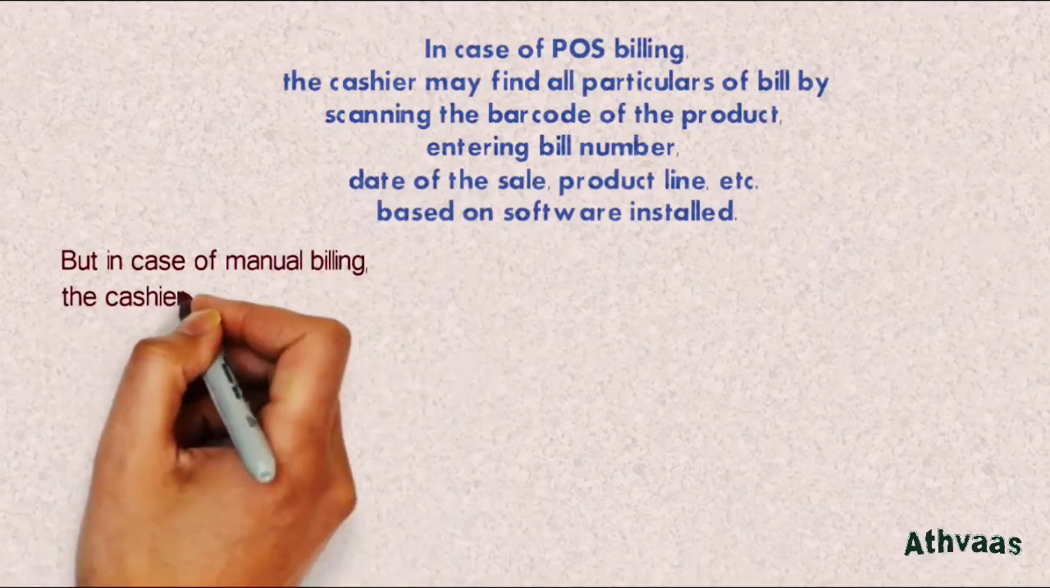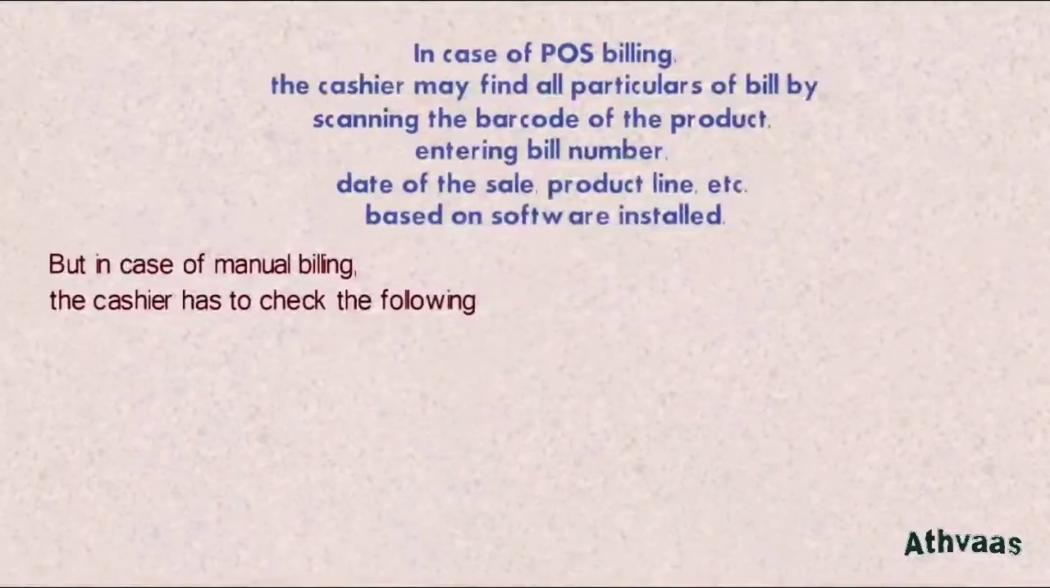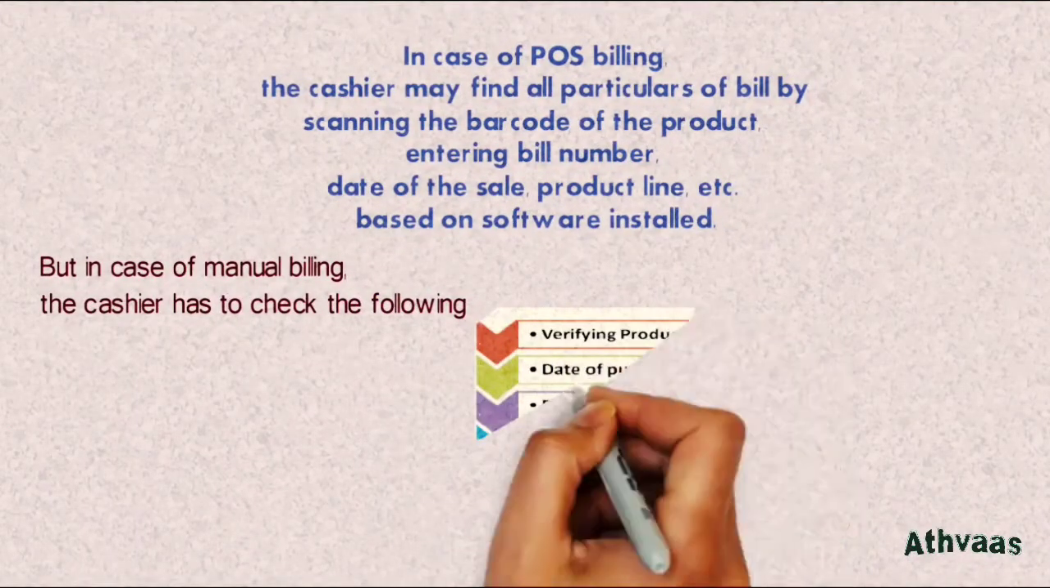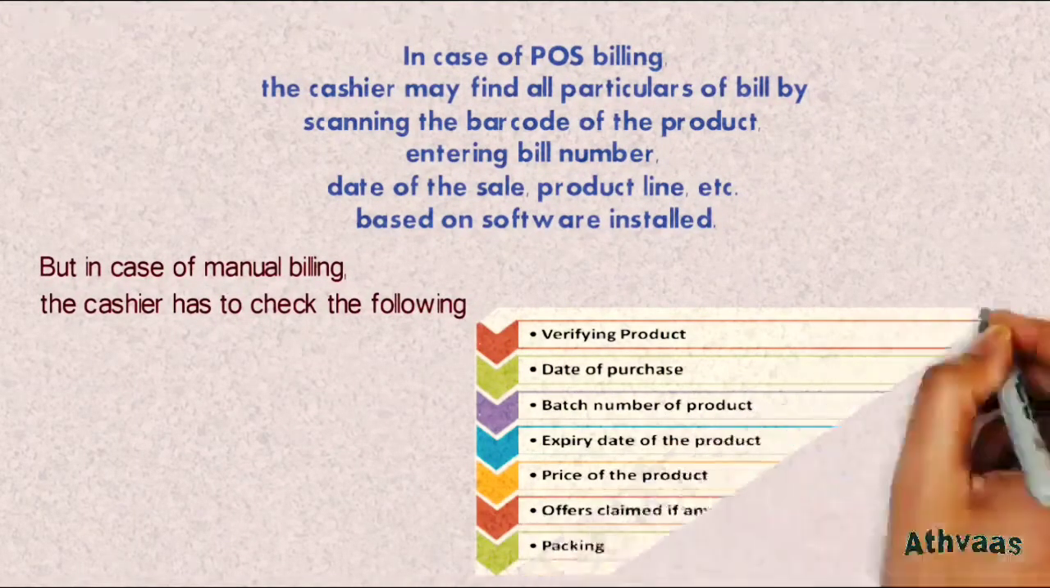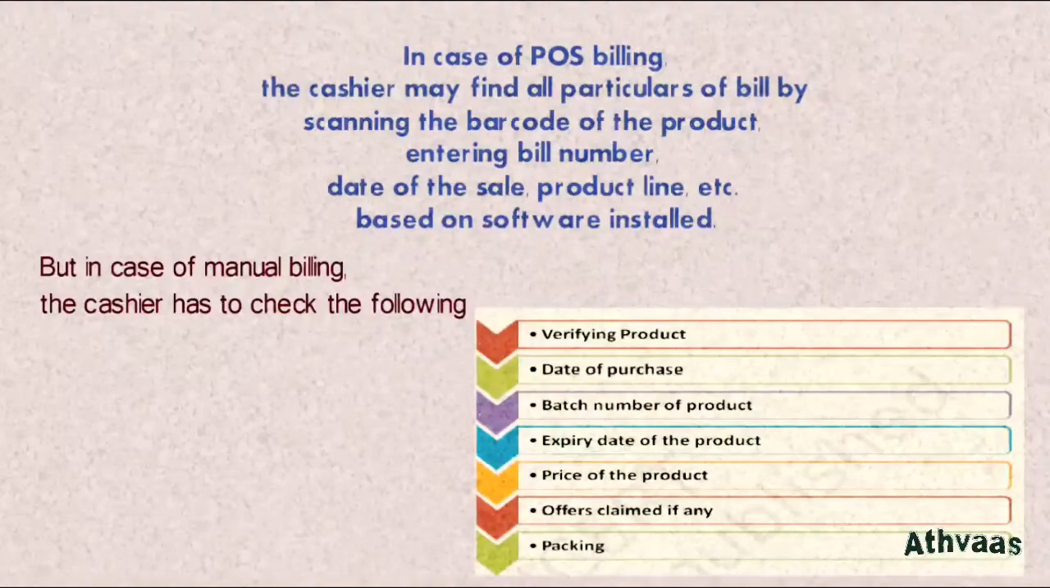But in case of manual billing, the cashier has to check the following and go through this process. He has to verify the product first, then date of purchase, batch number of the product, expiry date of the product, price of the product, offers claimed if any, and then at the end the packing of the product, if it was properly packed or not.